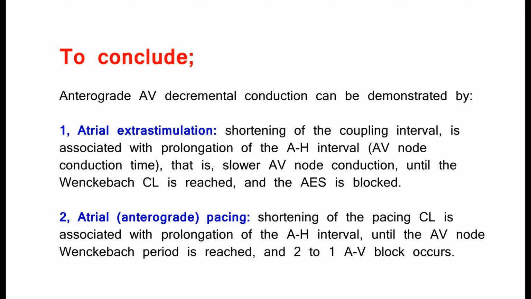To conclude, anterograde AV decremental conduction can be demonstrated by: 1. Atrial extrastimulation, shortening of the coupling interval, is associated with prolongation of the AH interval, AV node conduction time, that is, slower AV node conduction, until the Wenckebach CL is reached, and the ES is blocked. 2. Atrial anterograde pacing, shortening of the pacing CL is associated with prolongation of the AH interval, until the AV node Wenckebach period is reached, and 2 to 1 AV block occurs.